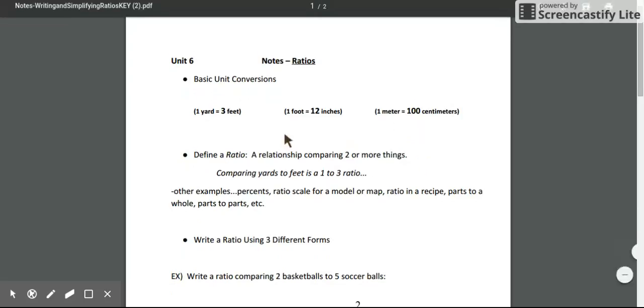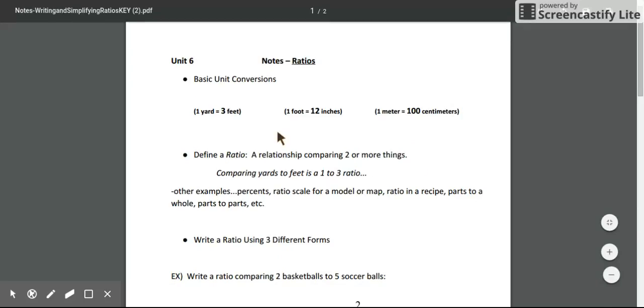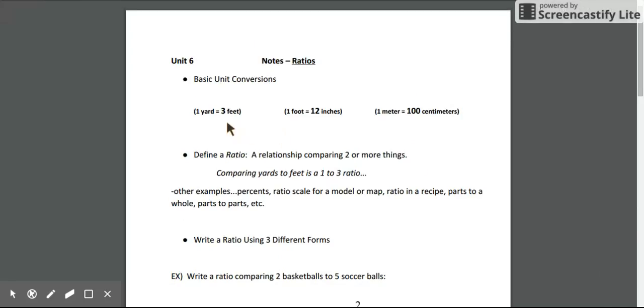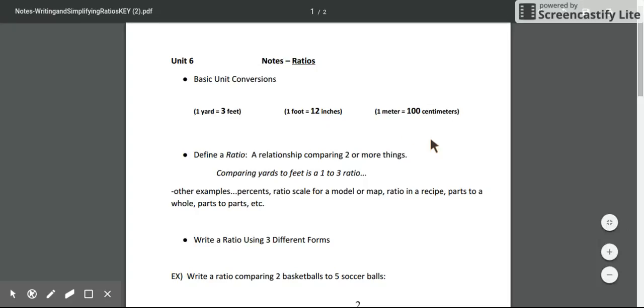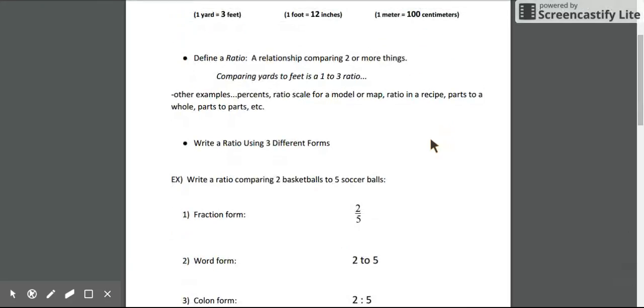A lot of times you may be given a unit conversion to use in a problem, and other times you won't be. So it's always nice to know some of them already. What is a ratio? Well, a ratio is a way of comparing two or more things. It's a relationship between them. How do they compare? So for instance, if I wanted to compare yards to feet, that would be a 1-to-3 ratio or a 1-to-3 relationship.